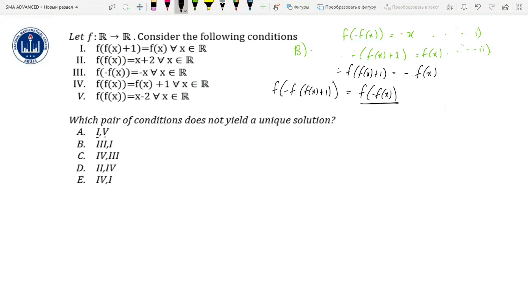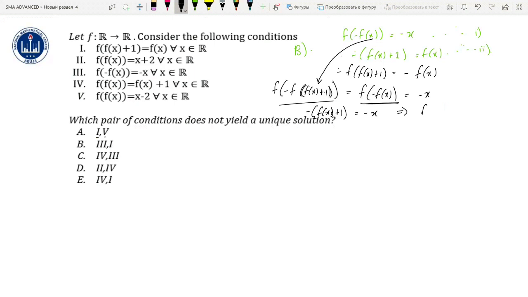So now this f of minus f of x is equal to minus x, based on the first property or first condition. Similarly, for this f of minus f of this, what we can do here is replace x with what is inside this bracket, f of x plus 1. It will imply that what we have here is equal to minus f of x plus 1, right? Okay. So we have this.